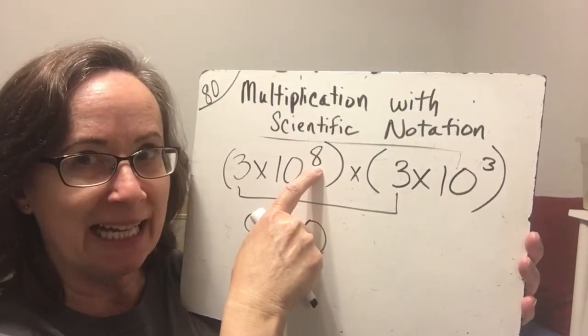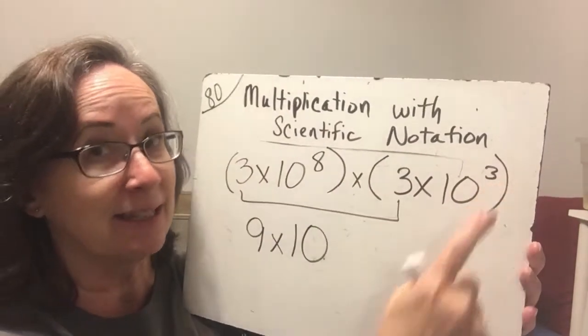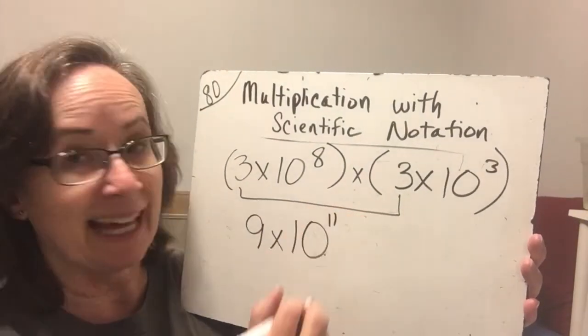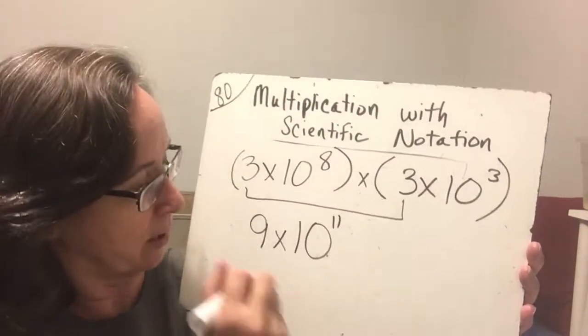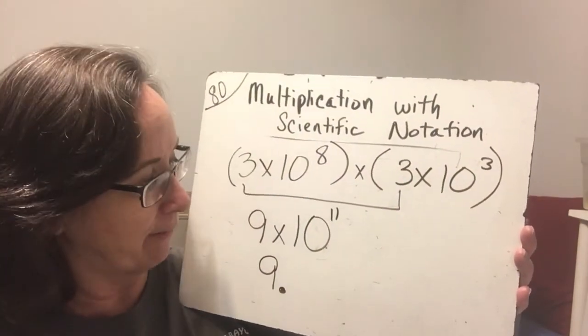This one's going to move it 8 decimal places to the right. This one's going to move it 3 more decimal places. So don't we have 11 decimal places altogether? So 10 to the 11. Oh, that's a big number. So 9 would have been there, right? The decimal right after the 9.